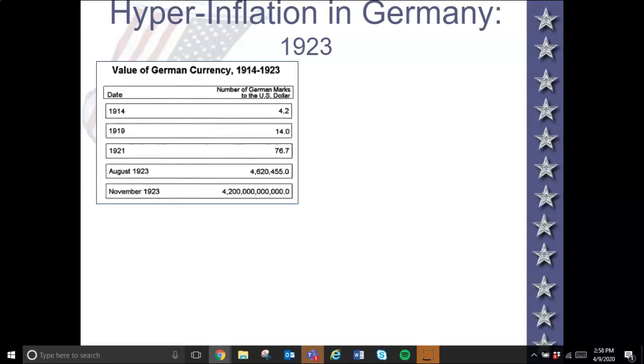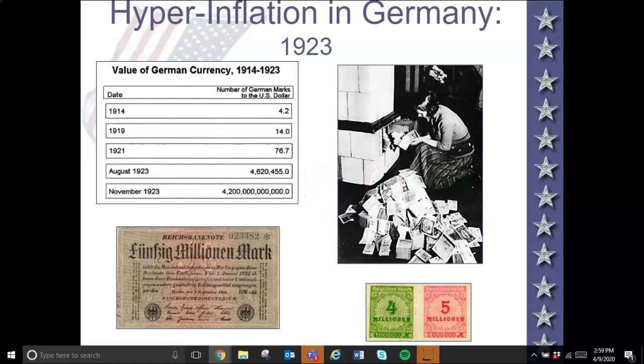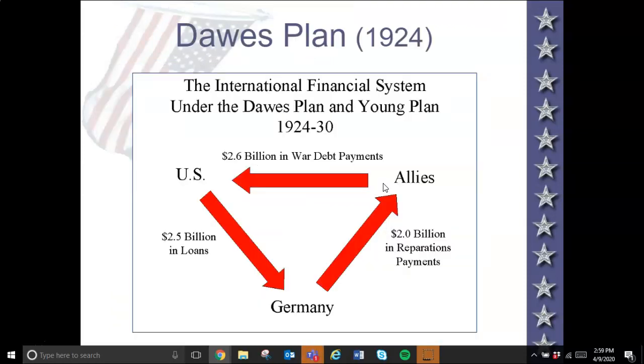Now, I will say, just as a quick aside, and something that I think is often lost in this, most Germans are actually still doing okay. They're getting paid. They're just getting paid in billions of marks rather than just a few marks. What really happens as a result of the German hyperinflation, though, is this right here.